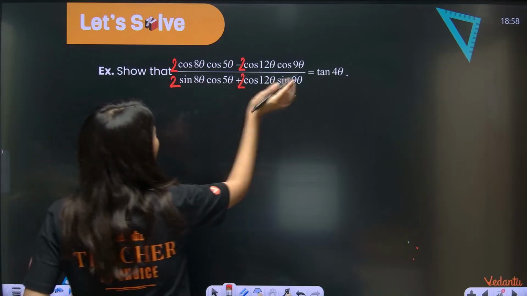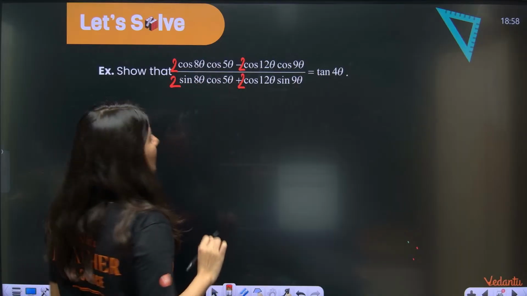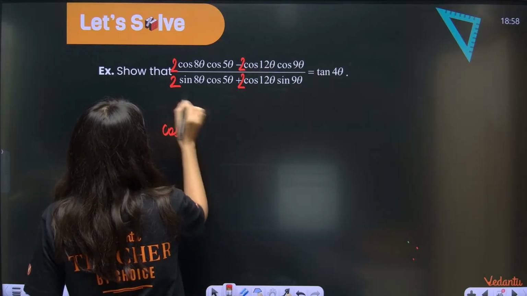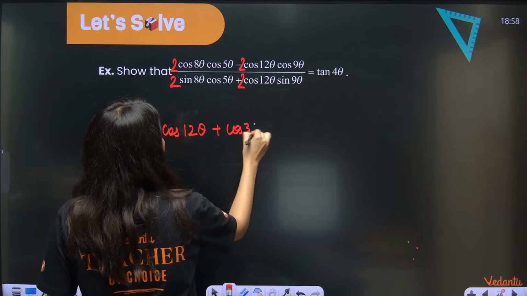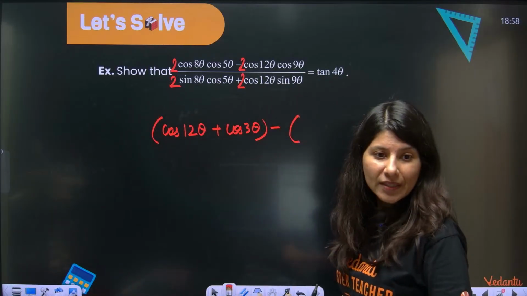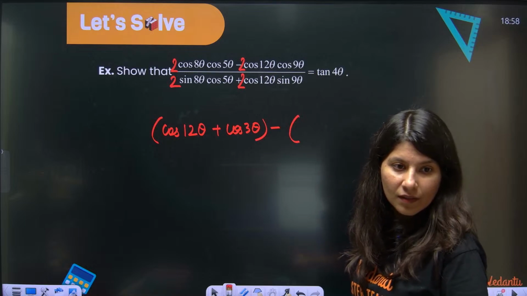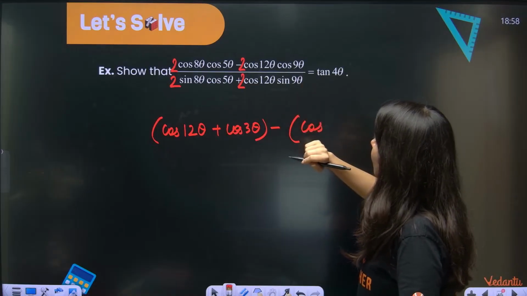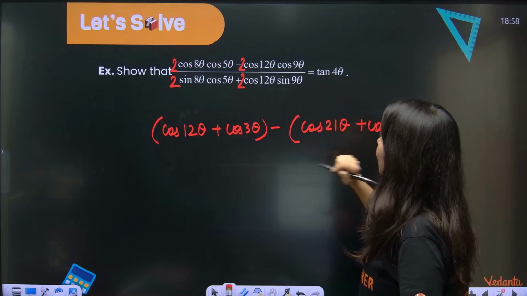Okay. So 2 I have multiplied in both numerator and denominator. This is 2 cos A cos B. So 2 cos A cos B, remember all cos formula. 2 cos A cos B is cos(A+B) plus cos(A-B), minus, this is again 2 cos A cos B, cos 21 theta plus cos 3 theta.